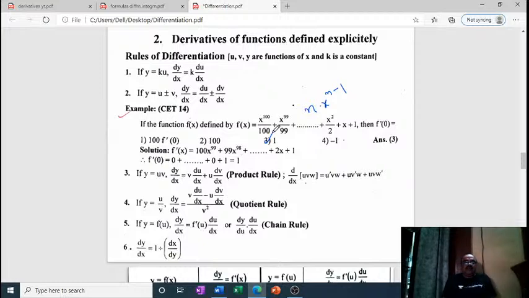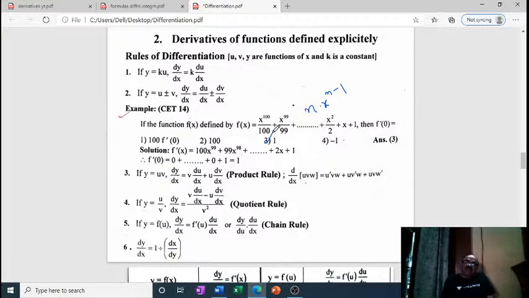Next one, product rule. We have two functions which are multiplied, u and v, and when you differentiate the product of these two functions, how will it be differentiated? If y is equal to uv, dy by dx equals v into du by dx plus u into dv by dx. Second function into differentiation of first plus first into differentiation of second.